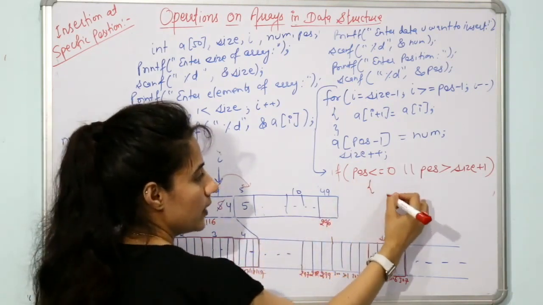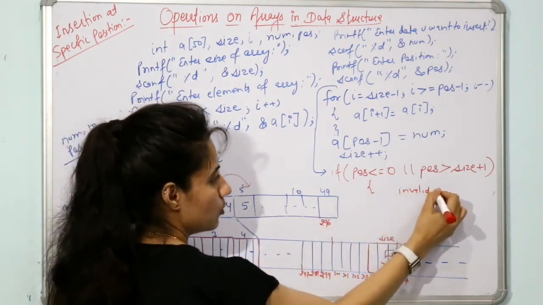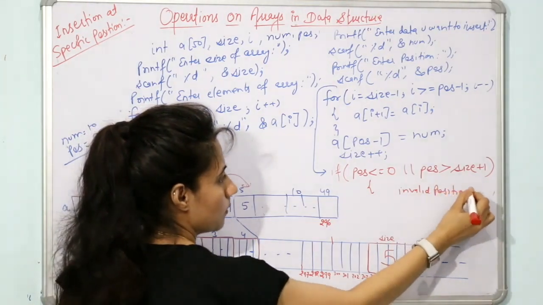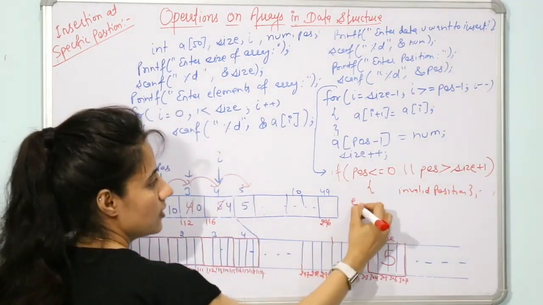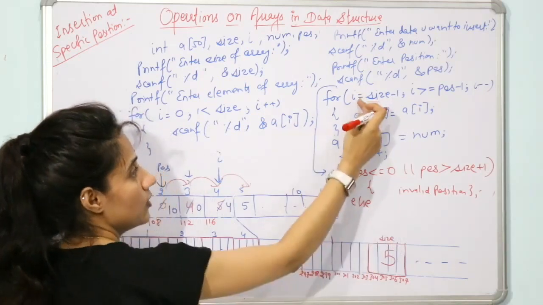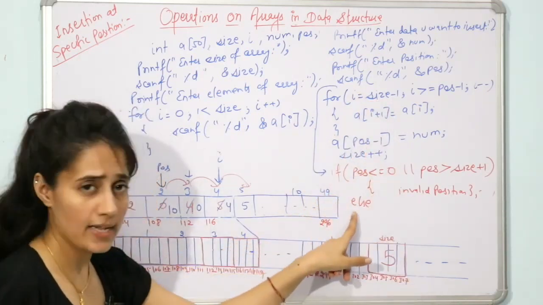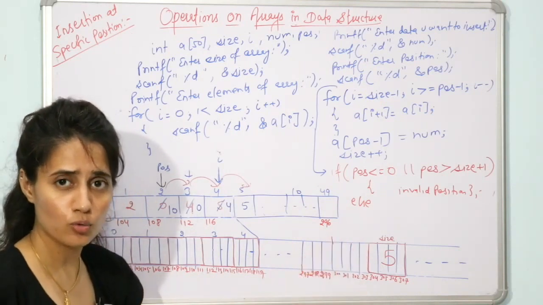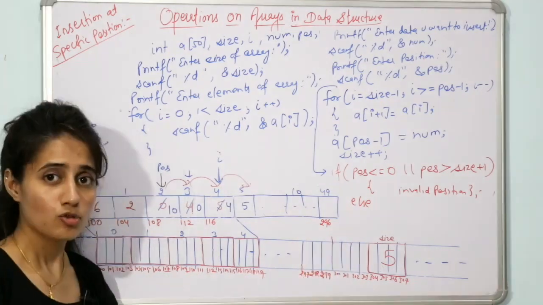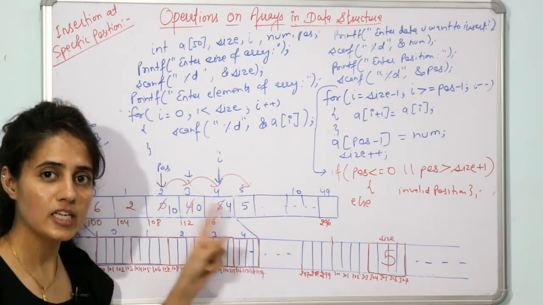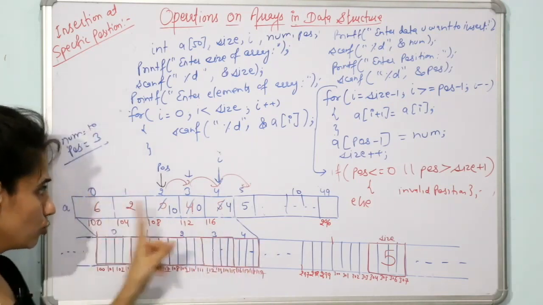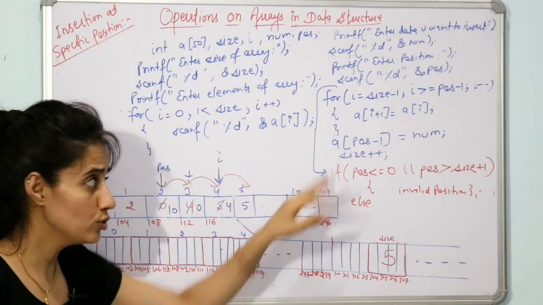Then you will write what? Printf invalid position. And after this, in the else block you will write this for loop, and you will also print the array in this else also. After that you are going to close this else, fine. So this is how you can insert data at any specific position. You can insert at the beginning also, you can insert at the end also, fine, using this method.